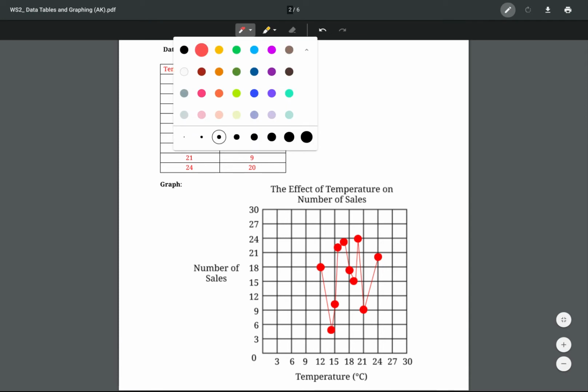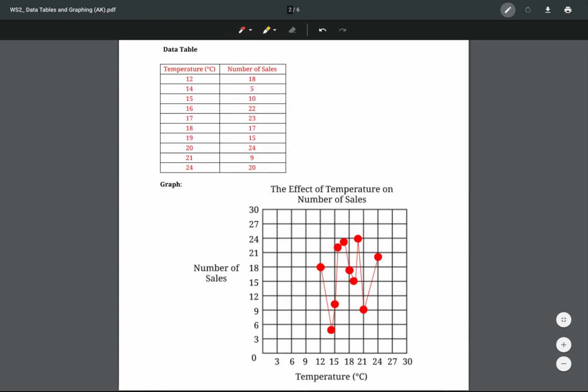that the independent variable, which is on the left side of the data table, goes to the bottom of the graph. And then what's on the right side of the data table goes to the side of the graph. And that's always the case every single time. We put our title. Our title is the effect of temperature, the independent variable, on number of sales, the dependent variable.